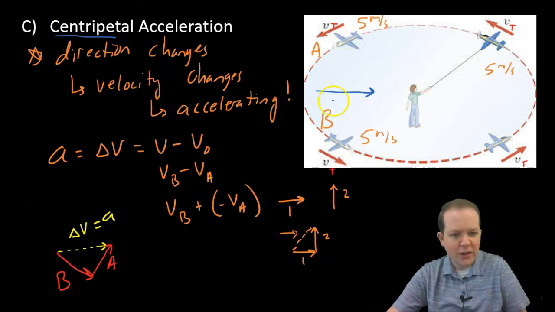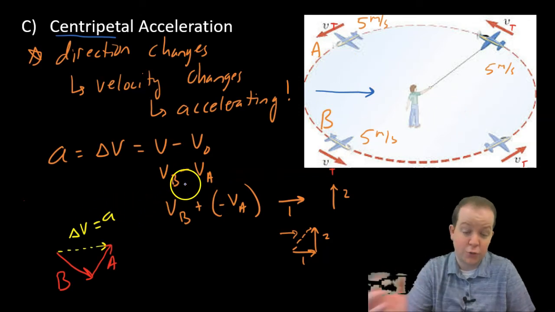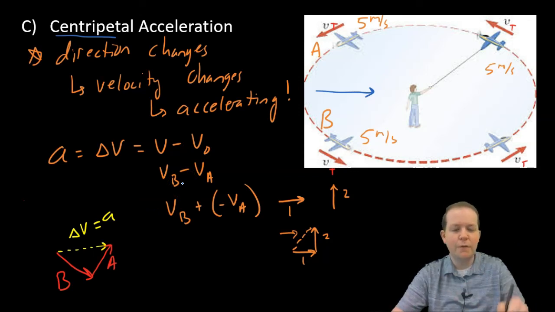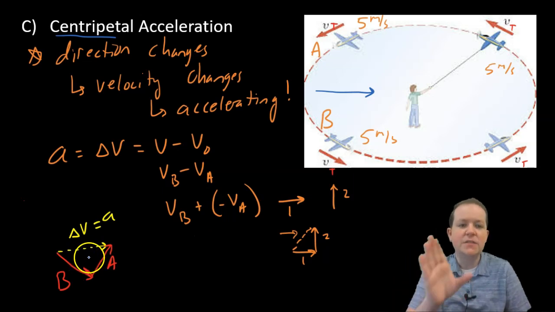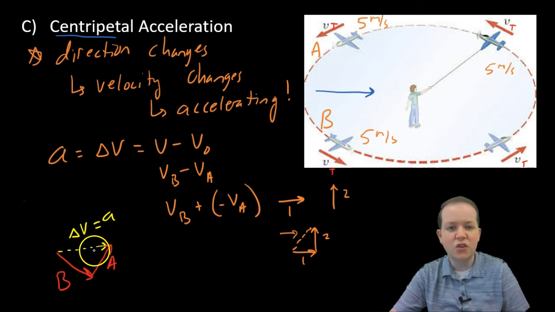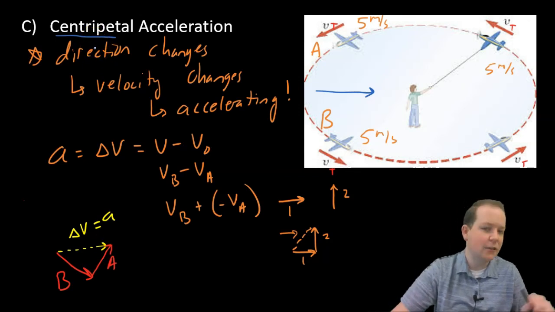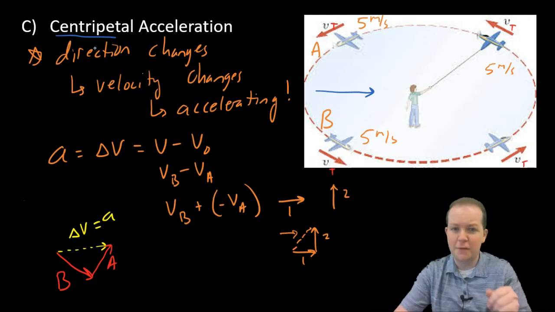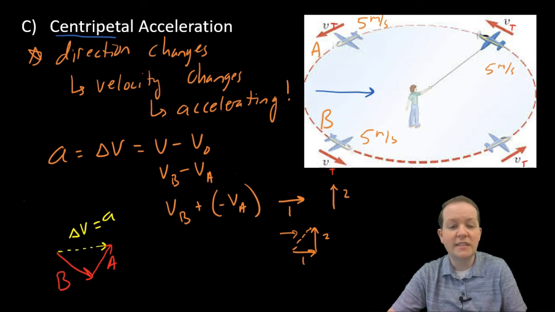I know I just did it for these two, but if you try this vector addition or vector subtraction to find the direction of acceleration for objects moving in a circle, the direction of the acceleration is always pointing towards the center of the circle. That's why this is known as centripetal acceleration. Some people say centripetal. I don't think it really matters. What's important is the direction of acceleration is towards the center.